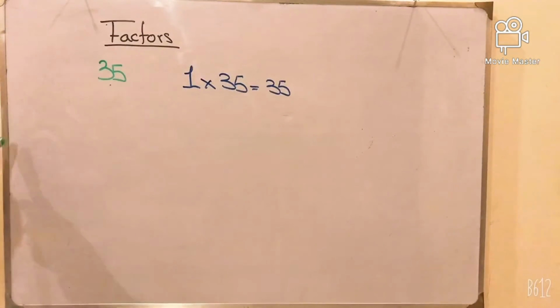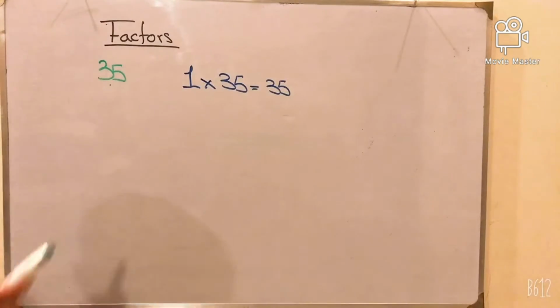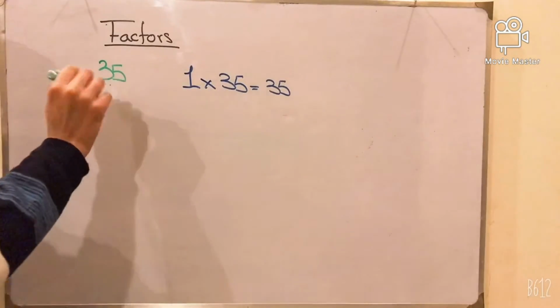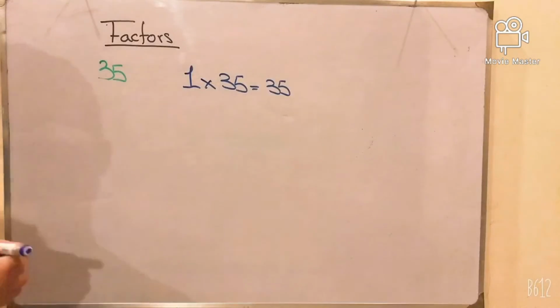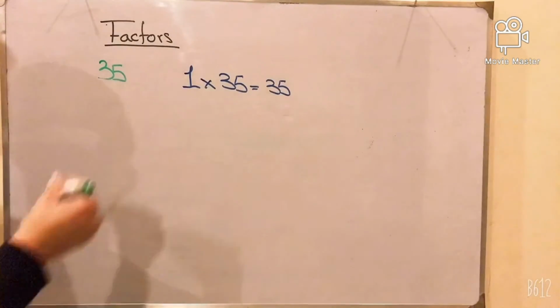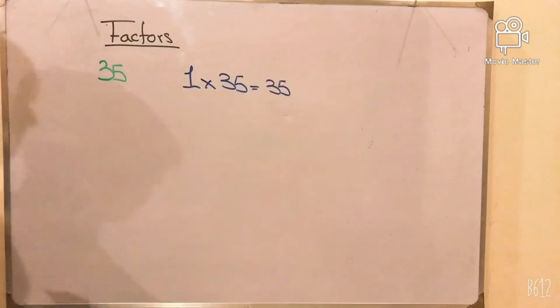Now we know that 2 is not a factor of 35 because 2 is an even number and over here we have an odd number. So all the even numbers will be eliminated. Now let's move on to 3. 3 times 10 is 30, 3 times 11 is 33, 3 times 12 is 36. So 3 is also not a factor of 35.